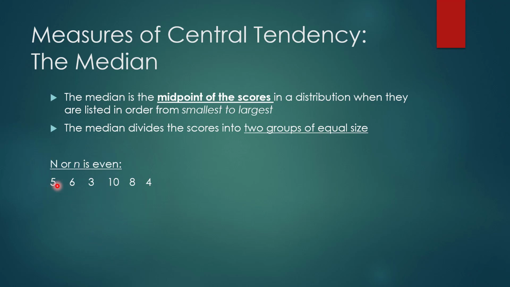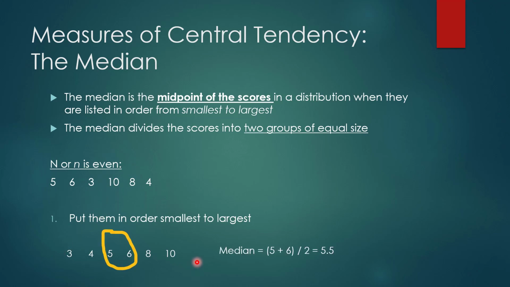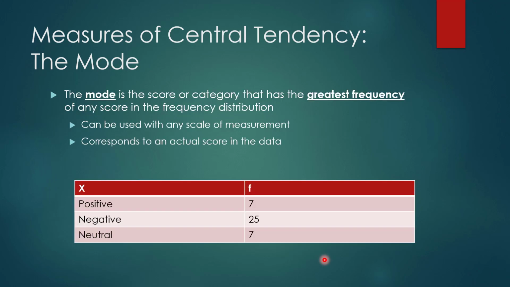Now, if you have an even number, you again put them in order from smallest to largest. Then the median is somewhere in between these 2 middle scores. We can simply add those scores up and divide by 2 and get 5.5. So this is for your basic data sets, and I don't think we'll come across anything more complicated than that. But just keep in mind that sometimes it gets a little more complicated to figure out what the median actually is.